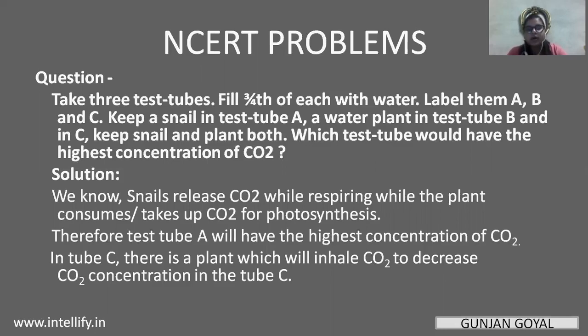So in test tube C, where both of them are present, what will happen is the snail will release the CO2 while respiring, while the plant will consume the same amount of CO2. So to answer our question, which says which test tube would have the highest concentration of CO2, we can now decipher that the test tube A, in which the snails are present, will contain the highest concentration of CO2.